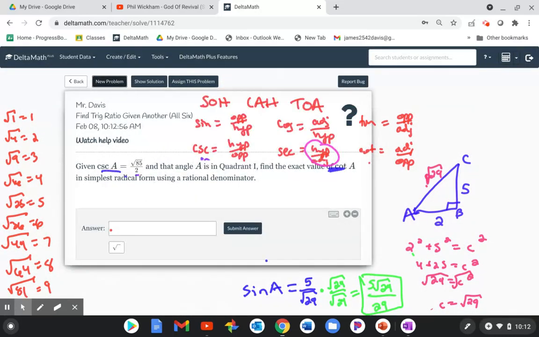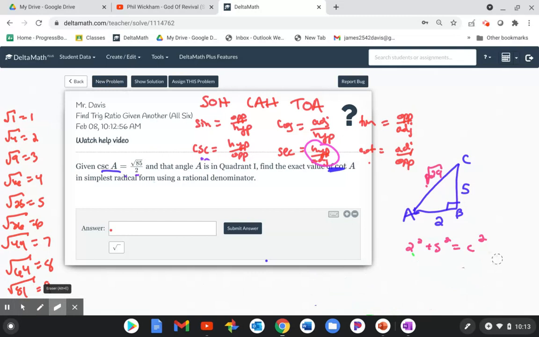All right, let's try one more and then we'll add some different quadrants to it. So all of these are going to start the same way again. Start by just drawing your triangle, identify the information that's given to you, and label it accordingly.